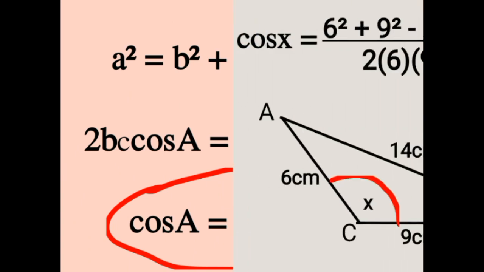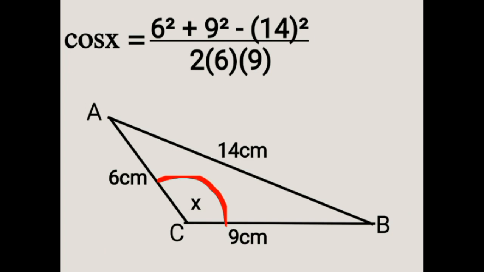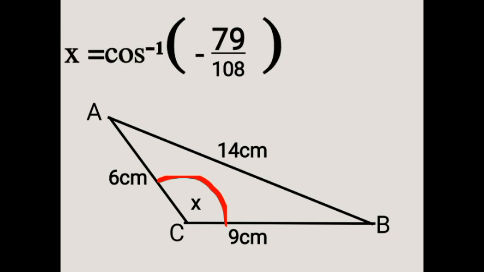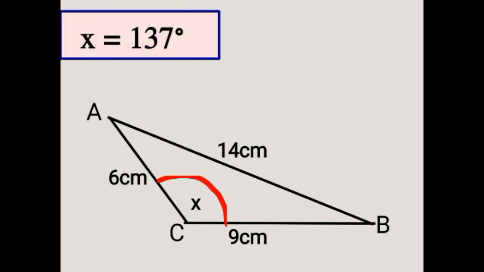So cos X equals 6 squared plus 9 squared minus 14 squared over 2 times 6 times 9. Cos X equals minus 79 over 108. Now to solve this equation, take the inverse of the cosine function. So X equals cos inverse of minus 79 over 108, then X equals 137 degrees.